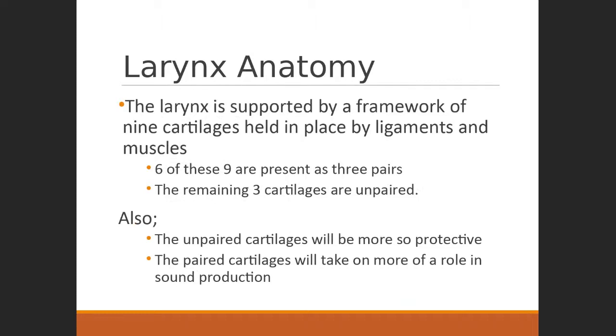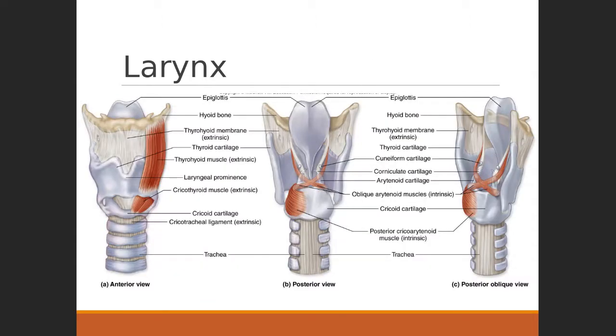Now, we've got 9 different cartilages that we need to know about as part of the larynx. And it's easiest to remember these as we start to compartmentalize them. 6 of these 9 are seen as pairs. The remaining 3 are unpaired cartilages. And as a general rule, the unpaired cartilages are going to have more of a protective role, physically protective, whereas the paired cartilages will play more of a role in the anatomy associated with sound production. And here's the entire apparatus that we're going to be looking at.